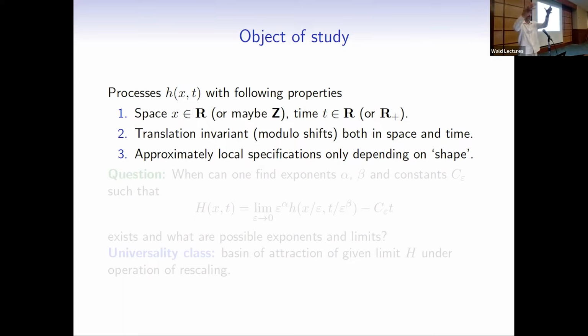And furthermore, we want that specification to only depend on the shape of the function and not its value. So what I mean is that everything is not just translation invariant by horizontal translations, but also by vertical translations. In the sense that if I add a constant to H and then let it evolve, that's the same as letting it evolve and then adding a constant. So the evolution doesn't depend on the value, it just depends on the increments of the function.